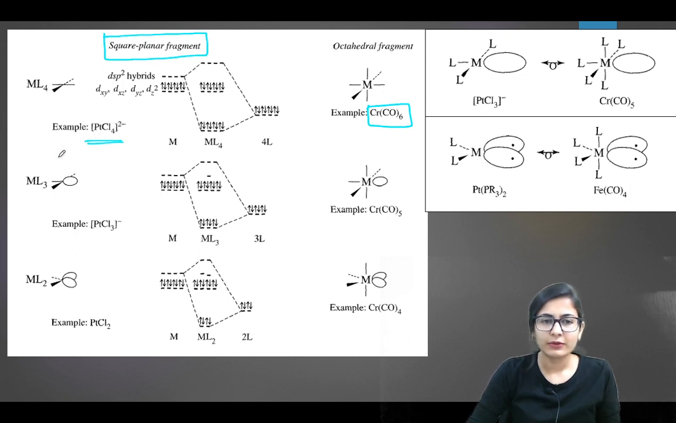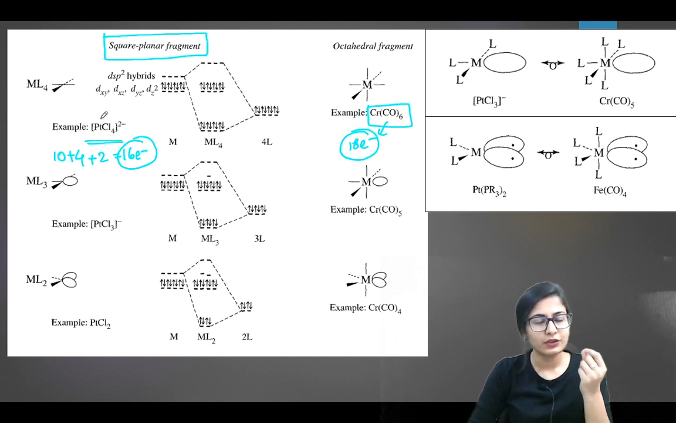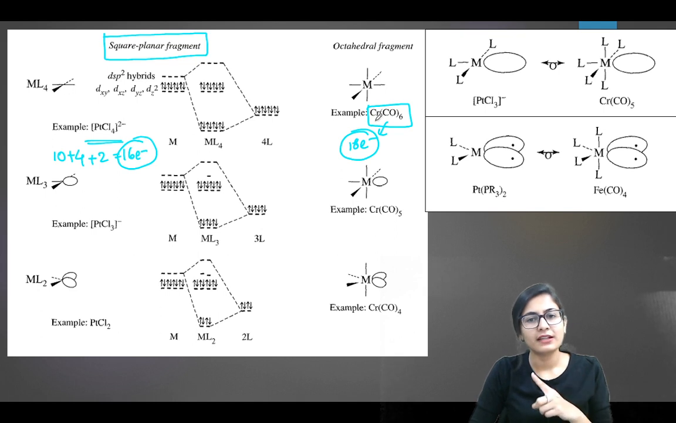Platinum, let's say we are counting by the neutral method only. So platinum having 10 electrons plus 4 electrons from chlorine plus 2 electrons. So that gives you 16 electrons only. Okay, and you know that this is an 18 electron complex. So the number of electrons are not the same, isn't it? The number of electrons are not the same in this case, but ultimately you know one thing, both of these are isolobal. Why are these isolobal to each other?